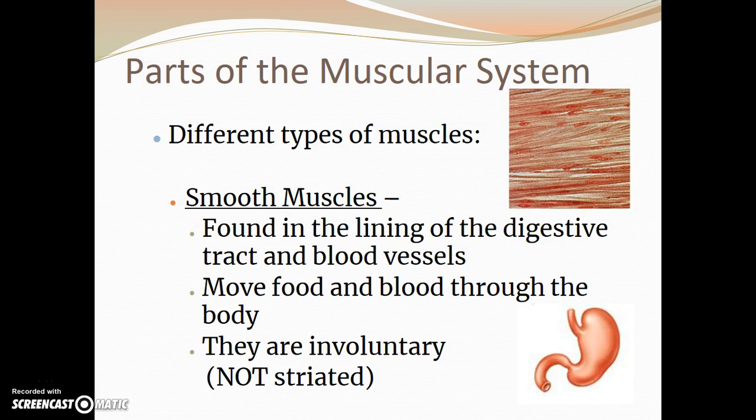And notice from the picture, they do not seem to have the same striped or ridged pattern that we saw with the skeletal and cardiac muscle. These types of muscles are called smooth muscle because they appear smooth and not striped.